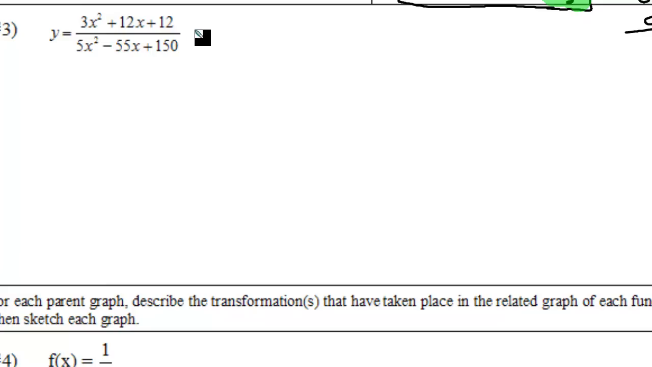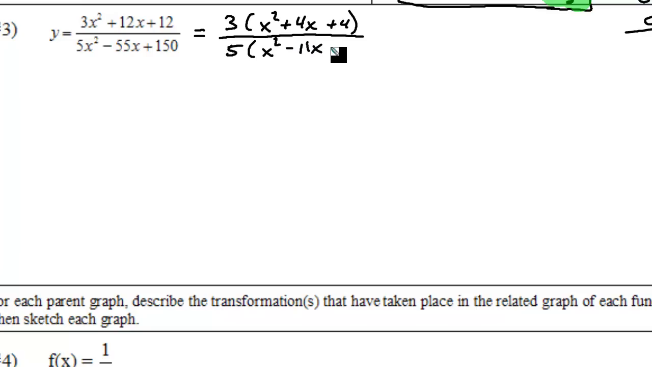Number 3, if we factor this, the numerator has a GCF of 3, leaving you with x squared plus 4x plus 4. Denominator has a GCF of 5, leaving you with x squared minus 11x plus 30. Once again, we're fortunate because these trinomials, the lead coefficients are 1s. If they're 1s, it's the easy type to factor.